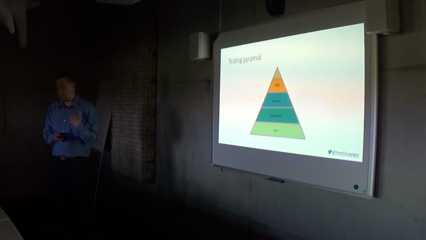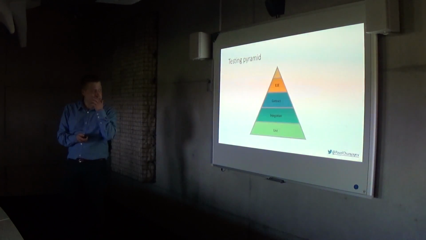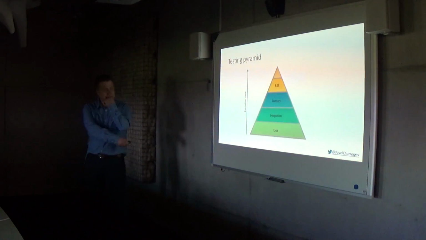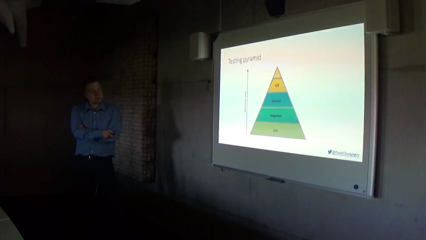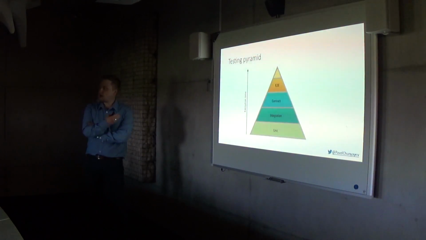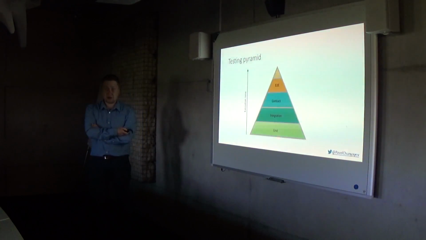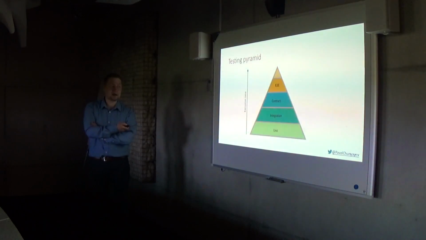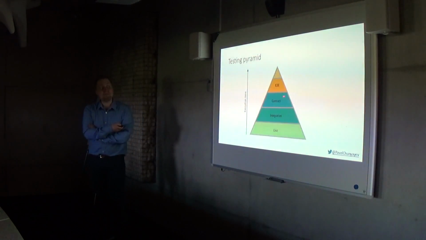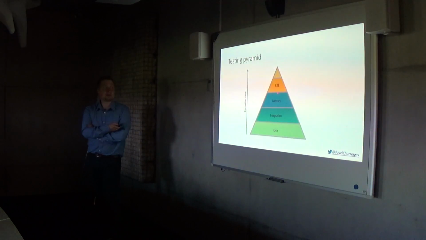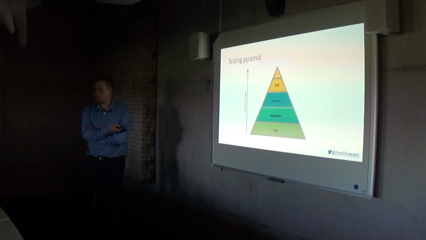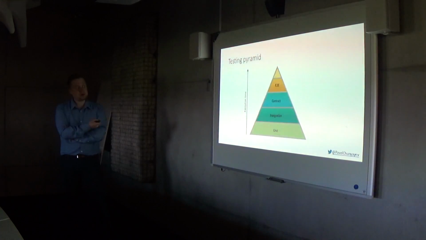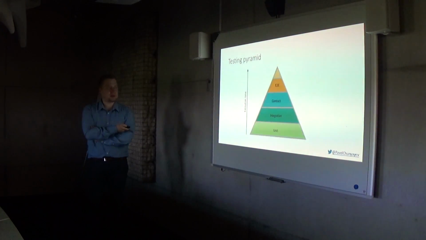And the testing pyramid has some more perspectives here. First, the perspective of execution time. When we move from the bottom to the top, execution time increases. Unit tests take milliseconds to run. Integration tests, well, seconds maybe. Contract tests, minutes. End-to-end tests, hours. And manual tests, days. So as we move to the top, execution time increases.